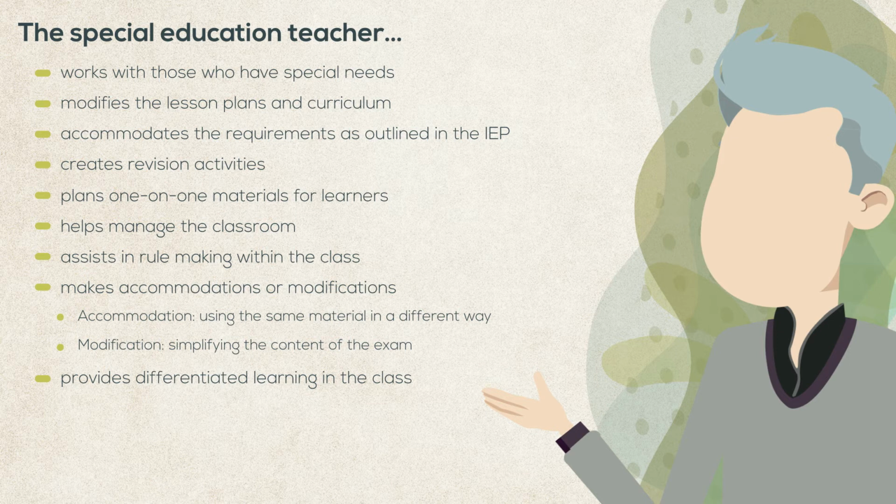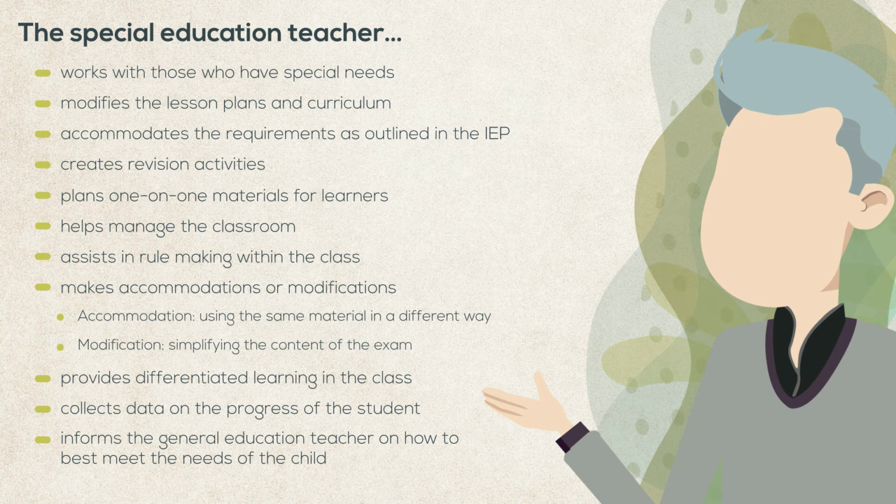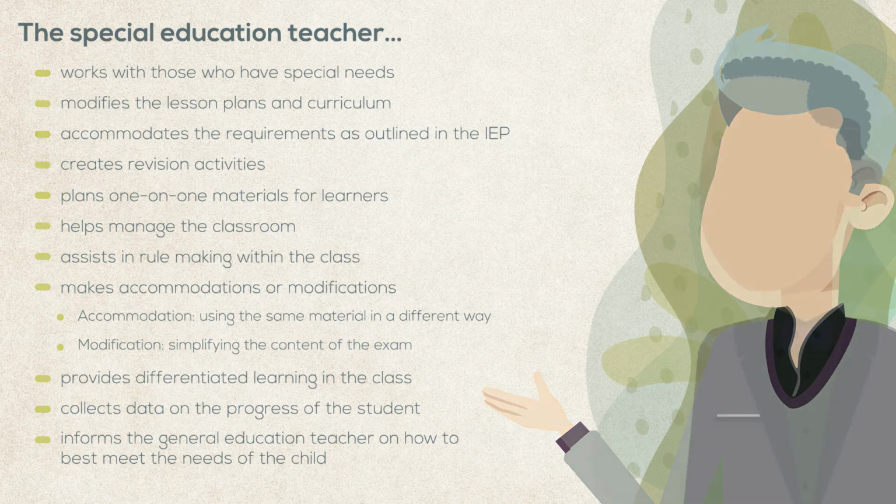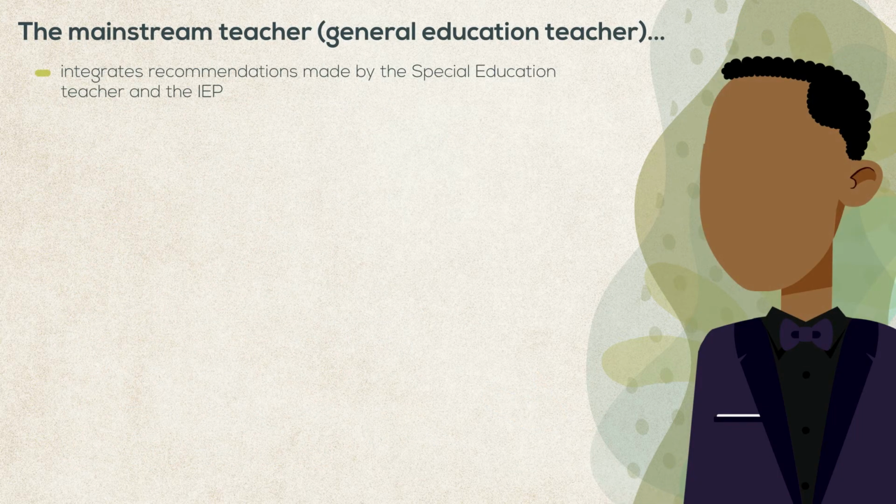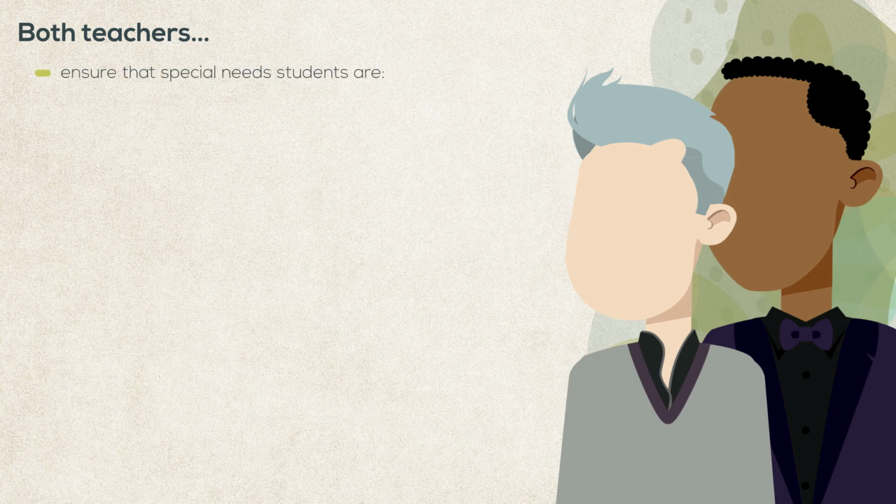In order to make the educational system as inclusive as possible, special needs teachers collect data on the progress of the student and inform the general education teacher on how to best meet the needs of the child. The mainstream teacher, on the other hand, integrates recommendations by the special education teacher and the IEP when needed. Whatever role both types of teachers might have, it is their joint responsibility to ensure that special needs students are not isolated, but rather are part of an inclusive learning environment and are progressing through the curriculum to the best of their abilities.